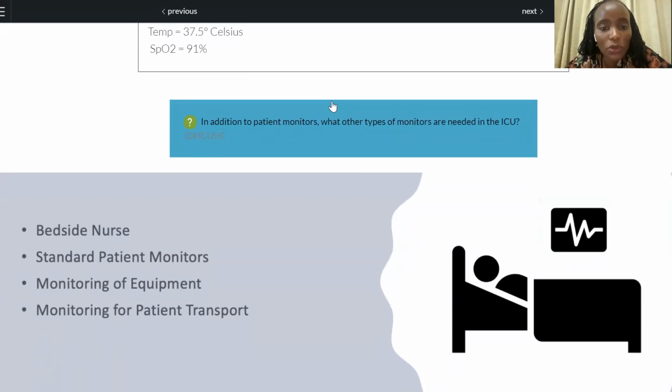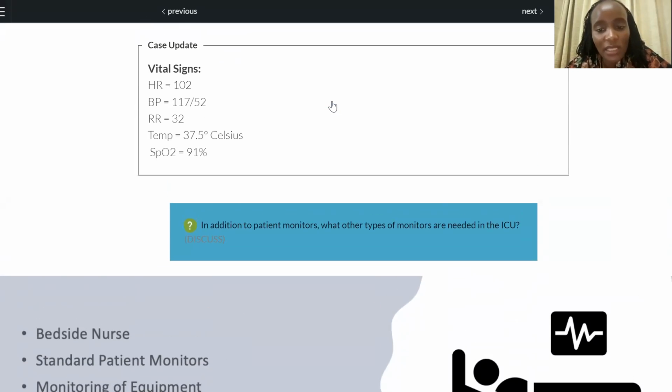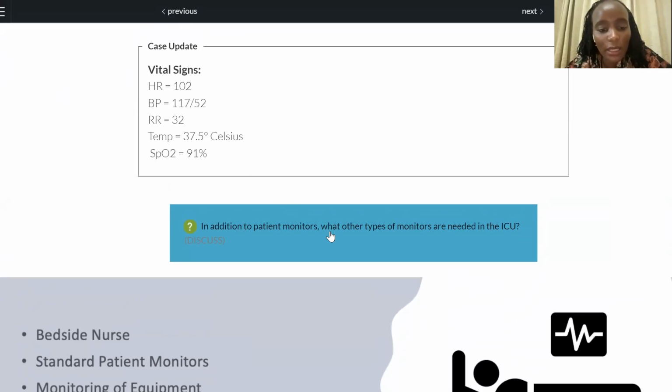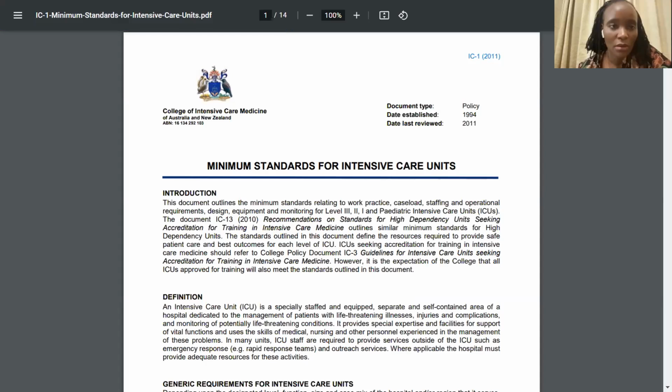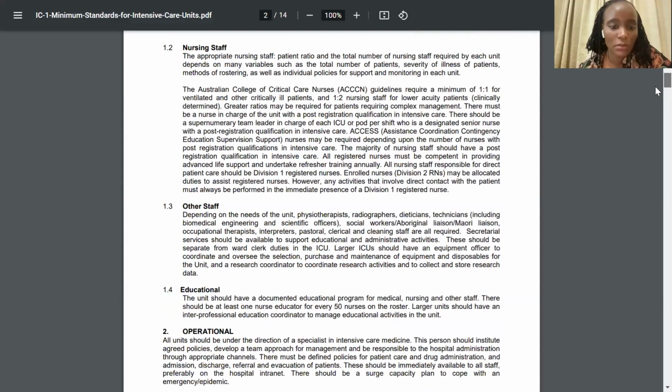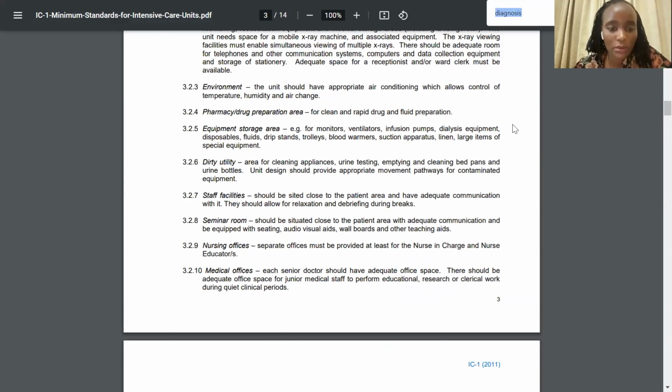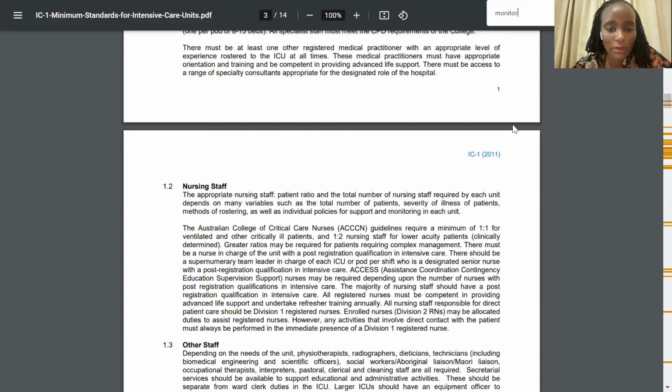So in addition to those patient monitors that we mentioned, what other types of monitors are needed in the ICU? Which other monitors would you want to add on to an ICU? You can go down, Alana, you can go down.